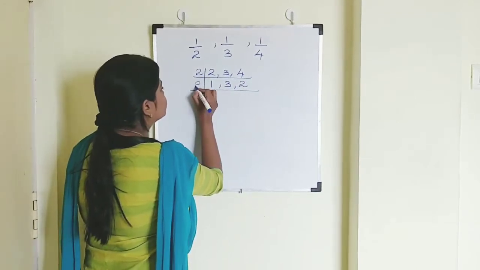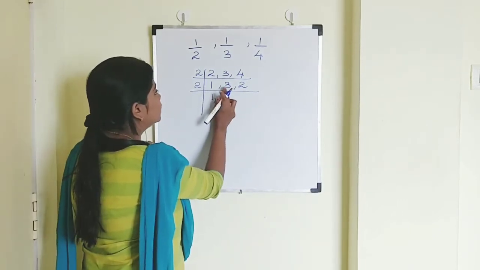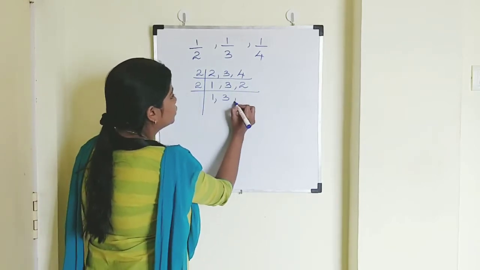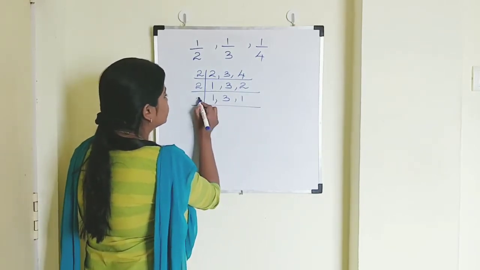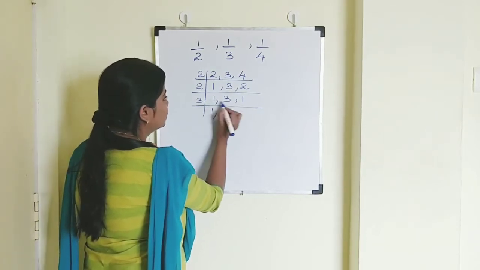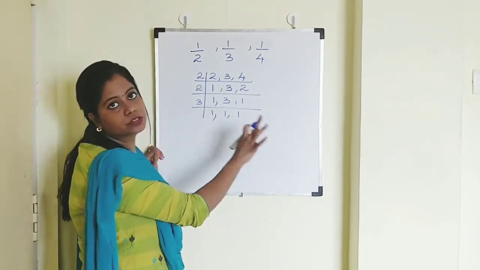Again I'm going to start with 2. I cannot divide 1 by 2, so I'm going to write 1 as it is. 3 cannot be divided by 2, so 3 is written as it is. And 2 divided by 2 is 1. Now the next number is 3. You cannot divide this number, so I'm going to leave it as it is. 3 ones are 3, 1. Once you get 1 for all numbers, you stop there.